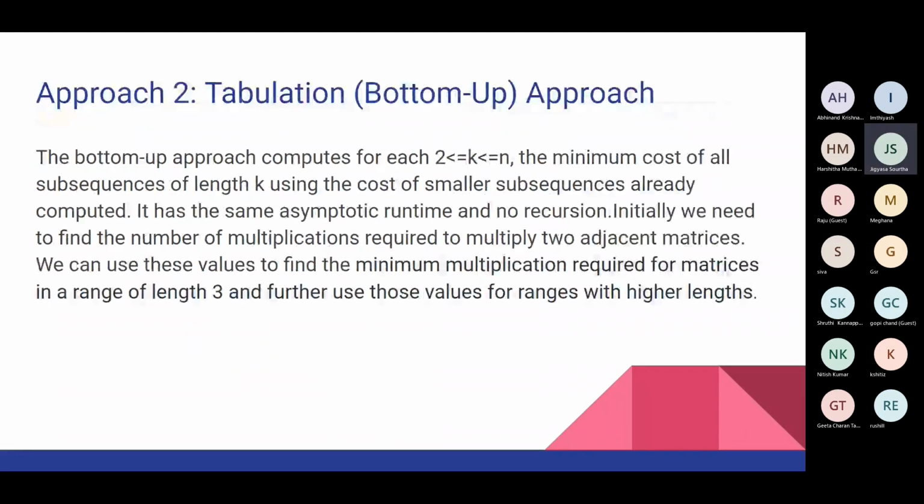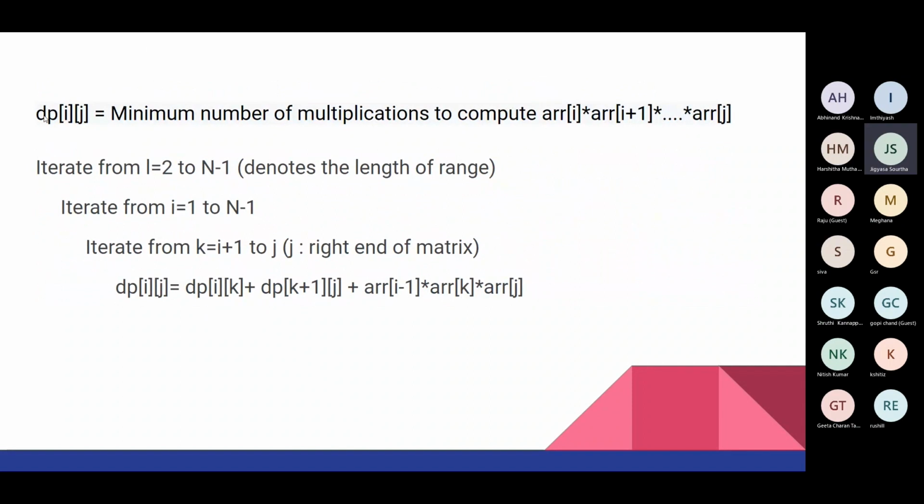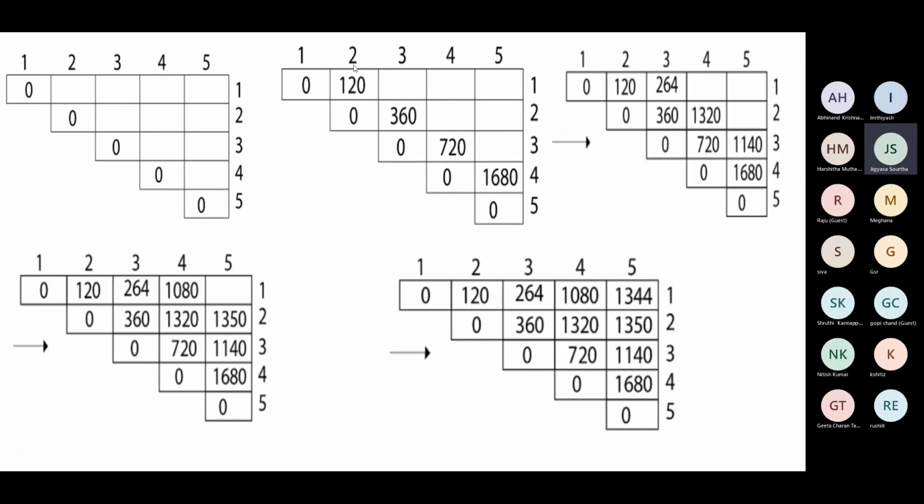In the same way, first of all, if you want to define the state, it will be the minimum number of multiplications to compute the array of i to j matrices. So for that, you will start iterating from the length of the matrix. If you start with length 2 till n minus 1, then you iterate i from 1 to n minus 1, and then you need to find the j value. Because you have fixed the length, you need to decide the starting point of the matrix, i, and j will determine the ending point of the matrix.